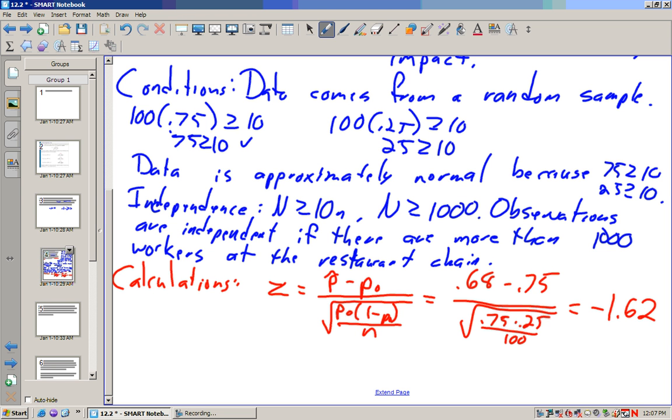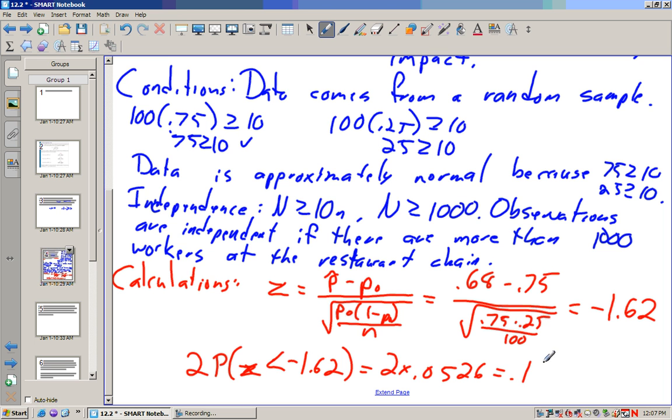Now from this, you can do a p-value, and remember, since this is two-sided, we want to do 2 times the probability that my z-score will be less than negative 1.62. So that is going to be 2 times 0.0526. So that would be 0.1052.